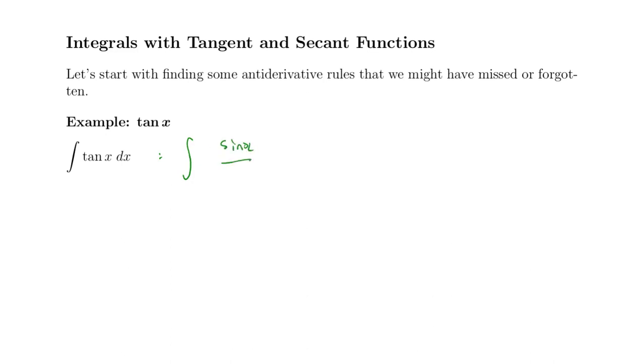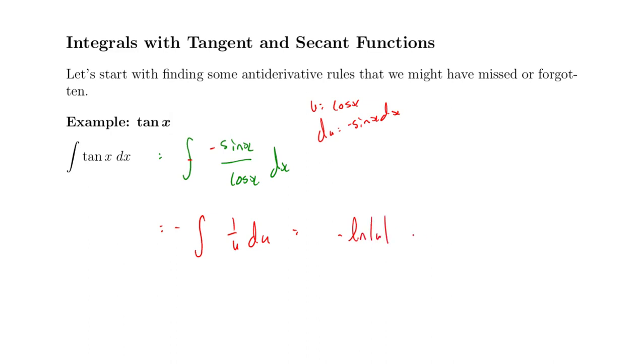I'm going to call it sine of x over cosine of x. And then suddenly we can say, hey, let's do a u substitution. We can pick our denominator to be u. And then we end up with an integral of 1 over u du with a negative coefficient. That's negative natural log of u plus c. And so we can call this negative natural log of sine of x plus c.